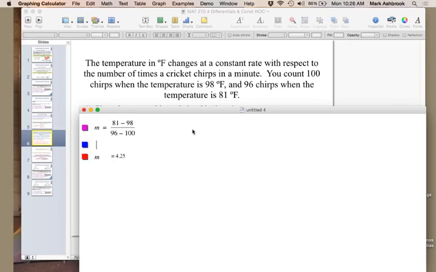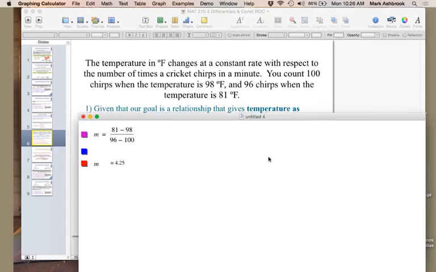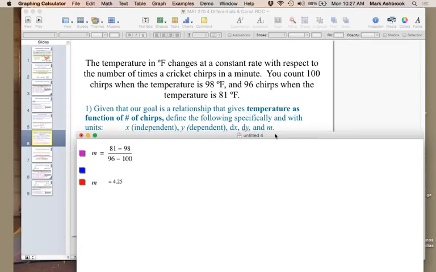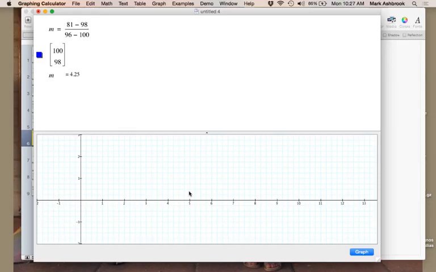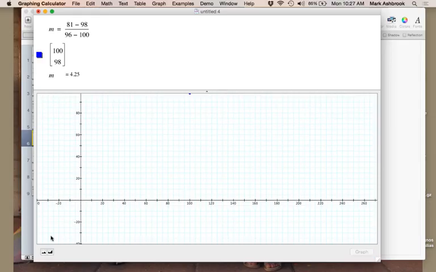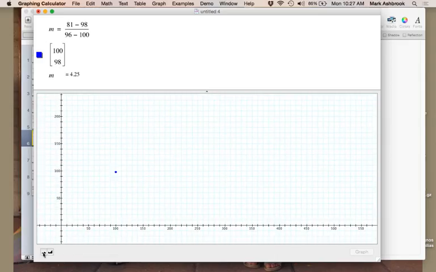So we have a correspondence point. What is our correspondence point? We'll do 100 and 98. And let's graph that point. And so what is our goal? Our goal is to represent all possible correspondence points. So we pick a point out here. Let's use the other one. What was the other correspondence point? Let's use the other one.